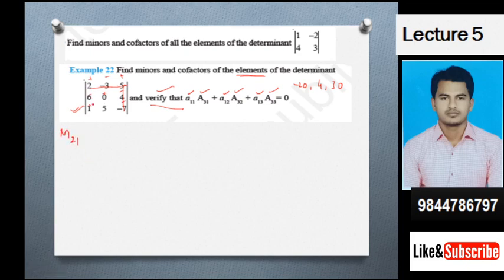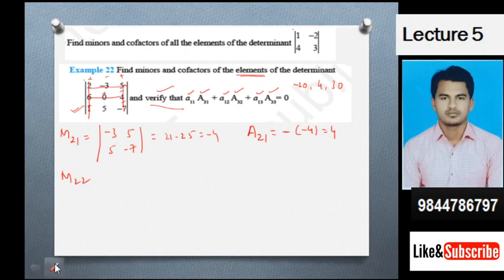M21 is equal to eliminating the second row with the first column: minus 3, 5, 5 minus 7. Now simplify. That is plus 21 minus 25, which should be minus 4. A21 should be equal to 2 plus 1 is 3. 3 means minus. Minus of minus 4, that is plus 4.